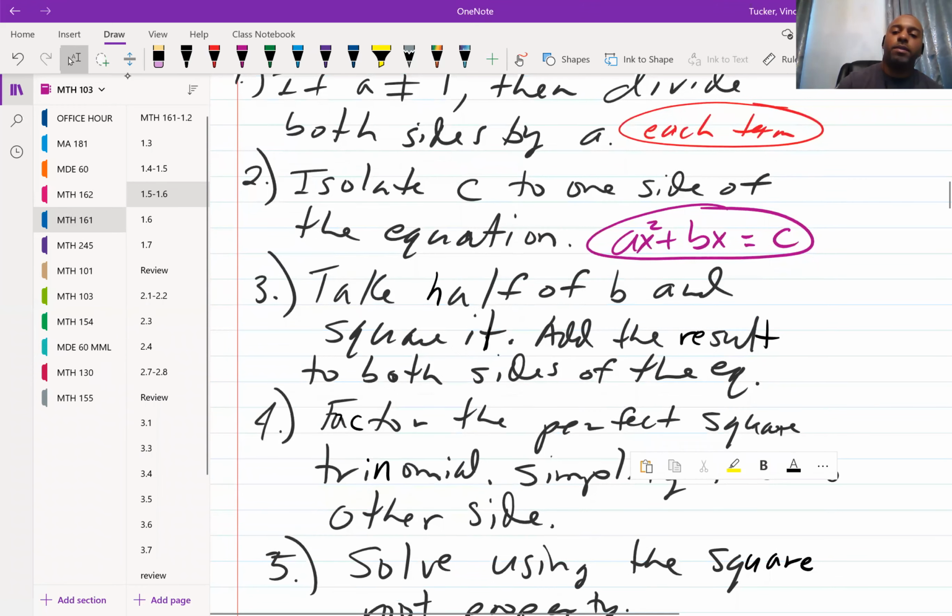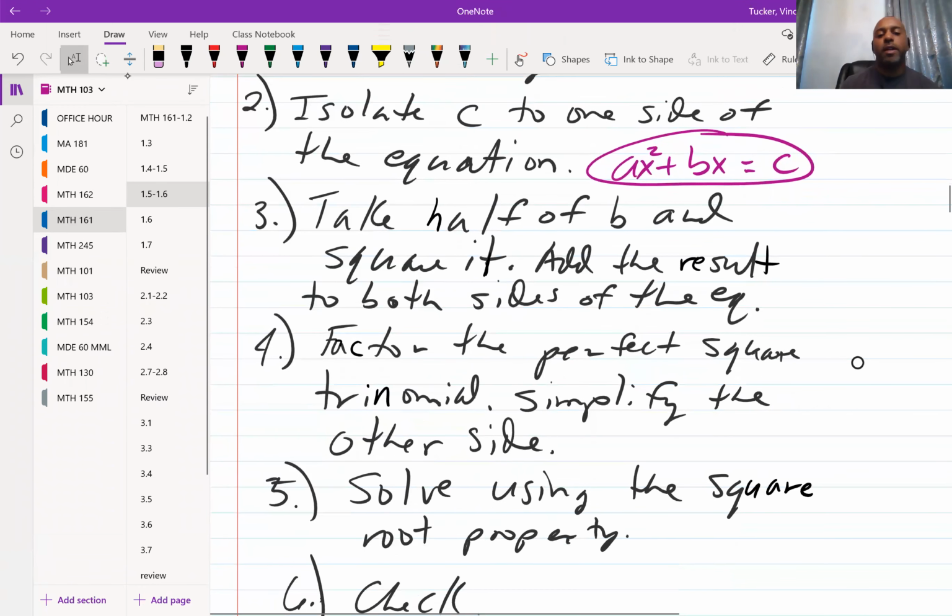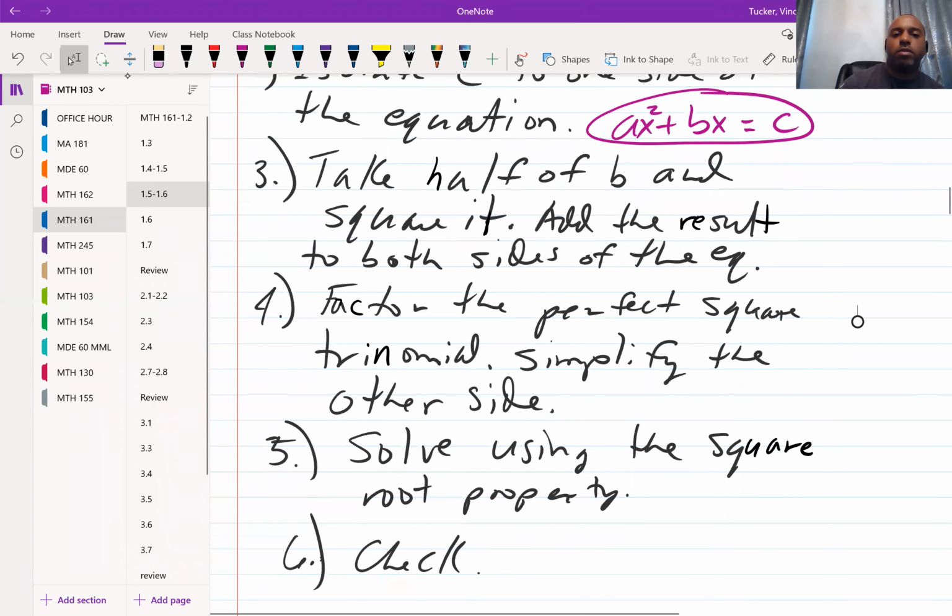Anybody still holding on to step 1? All right. Then we'll solve using the square root property, and then step 6 is always to check if you desire to do so. I'll give you a chance to finish writing those down. All right, can we try it out?